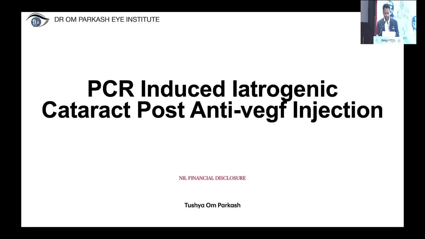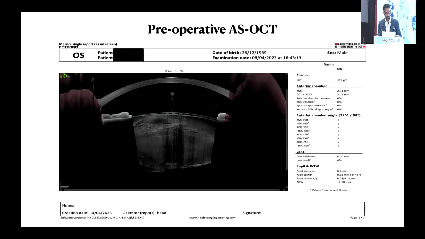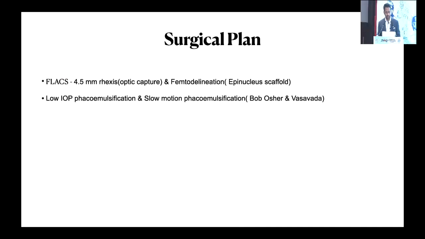Another thing which we have started doing is, as we all know, that in anti-VEGF injections there is a pre-existing PCR, so there was a pre-existing PCR in this case. We tell them to do FLACS because you can see in the preoperative OCT that there was a PCR. So we take the advantage of FLACS in two ways. One is by making a small rhexis so that I can do an optic capture, and then do a femto delineation.